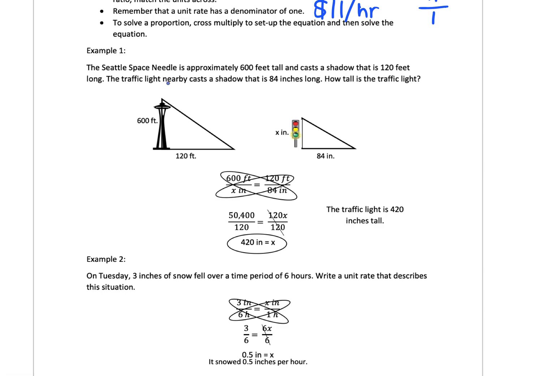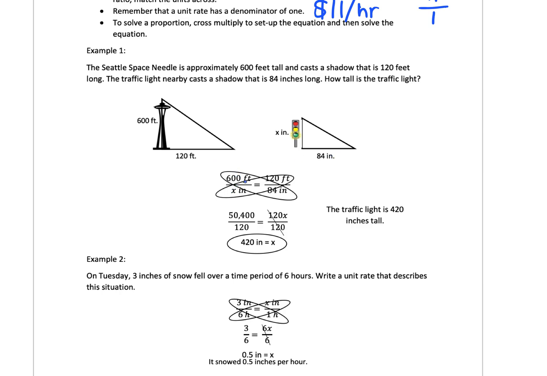In example 1, it says the Seattle Space Needle is approximately 600 feet tall and casts a shadow that is 120 feet long. The traffic light nearby casts a shadow that is 84 inches long. How tall is the traffic light? So you're going to use a proportion to help you set this up. If you draw a picture for something like this, it's helpful to see that these actually look like two similar triangles. So the height of the Space Needle was 600, and the height of the stoplight, we don't know, so that's our x. The shadow of the Space Needle was 120, and the shadow of the stoplight was 84 inches.